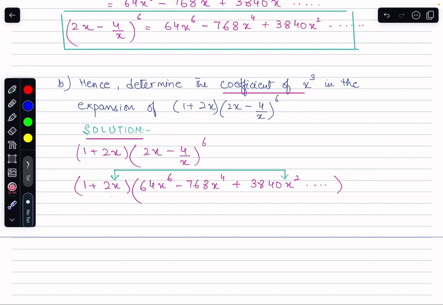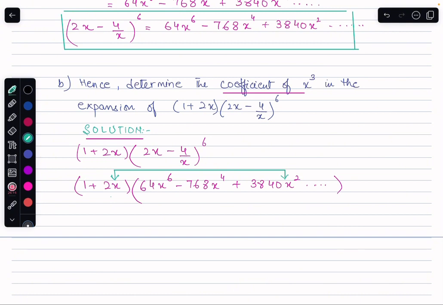Otherwise, I can see 1 multiplied by 64x to the power 6, that's not the coefficient of x cube. 1 multiplied by the x to the power 4 term, that's not giving me an x cube. And this term here is also not giving me an x cube. It's just 2x getting multiplied by the coefficient of x square. x into x square will give me an x cube. Therefore, I should say 2 should get multiplied by 3840.